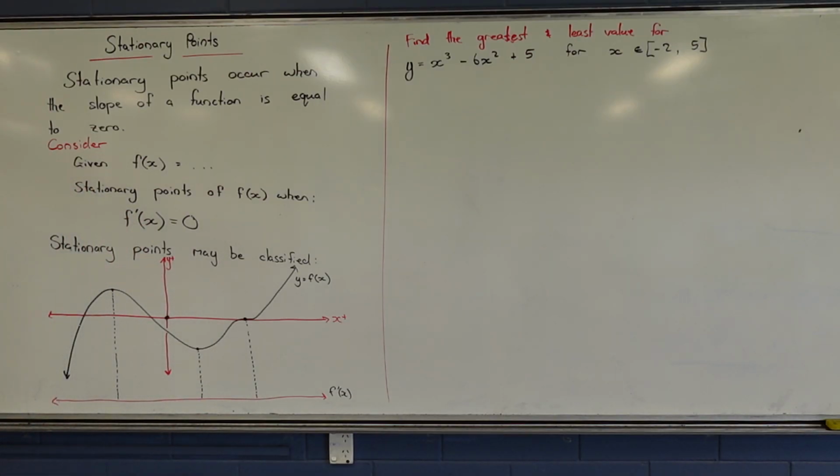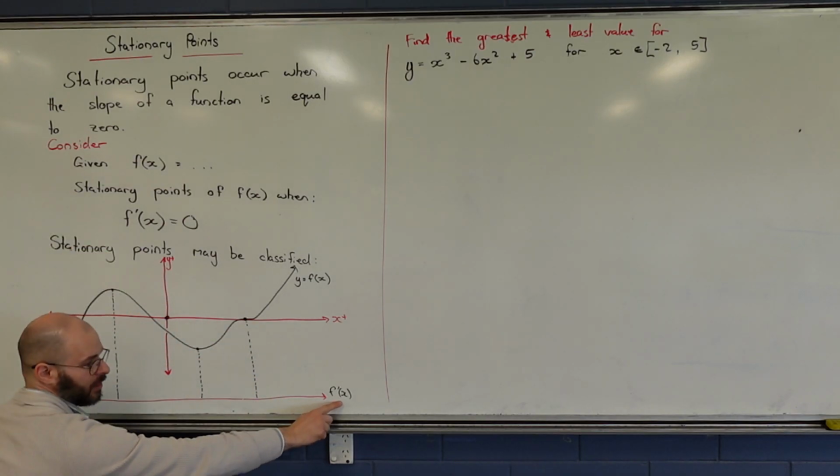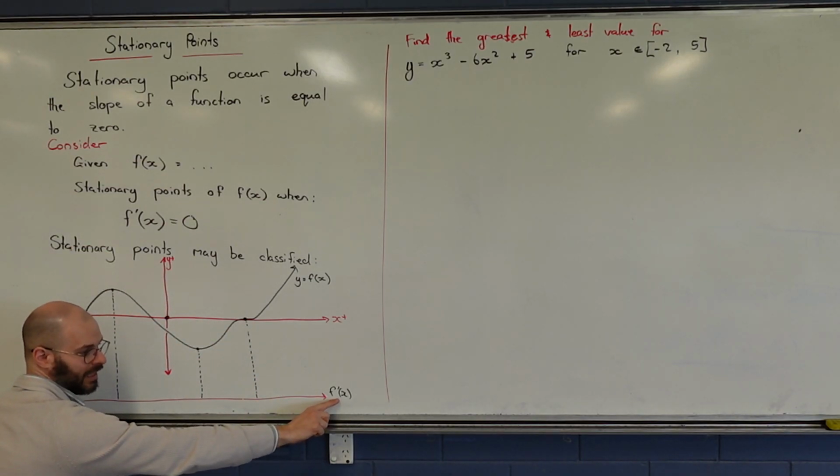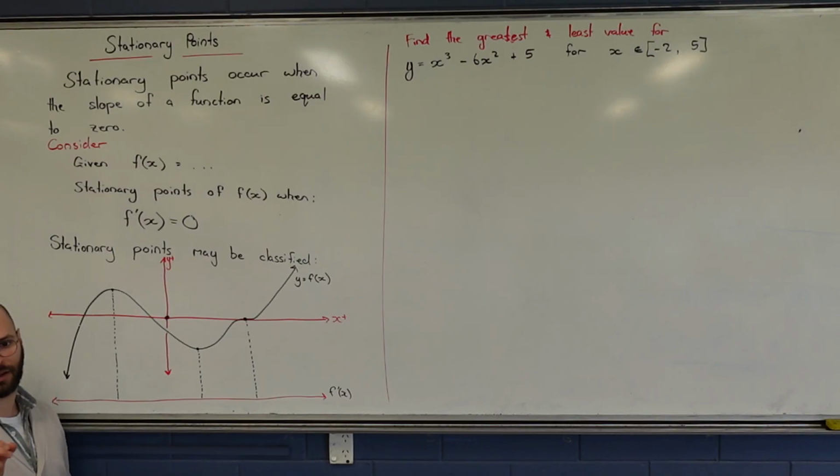We're able to start classifying the behaviors. So down here, this is going to be our sign diagram for f dash of x. Without even having to know what f of x is, we can do a sign diagram for f dash of x, because we think, what does f dash of x tell us? It tells us the slope of f of x.